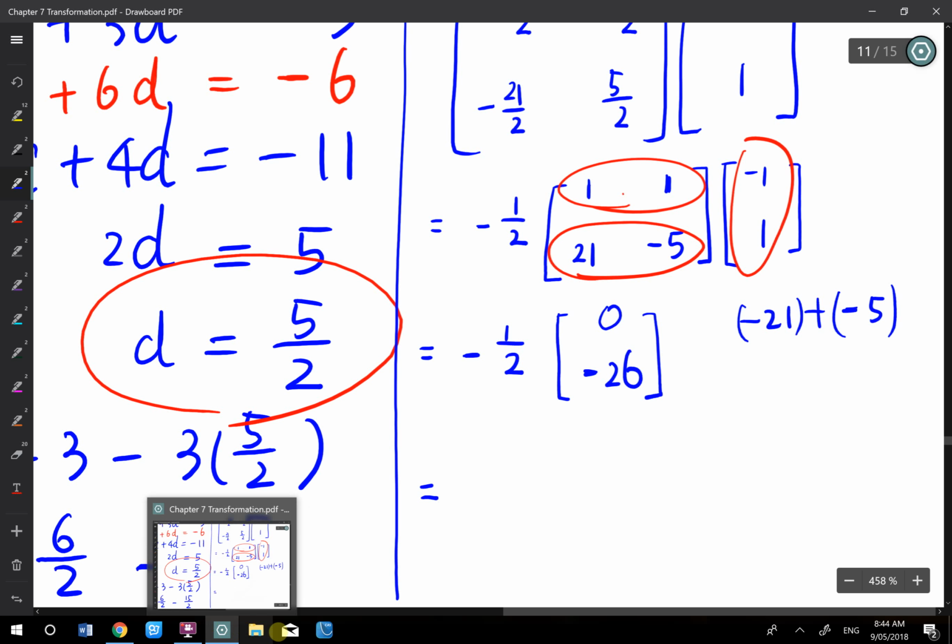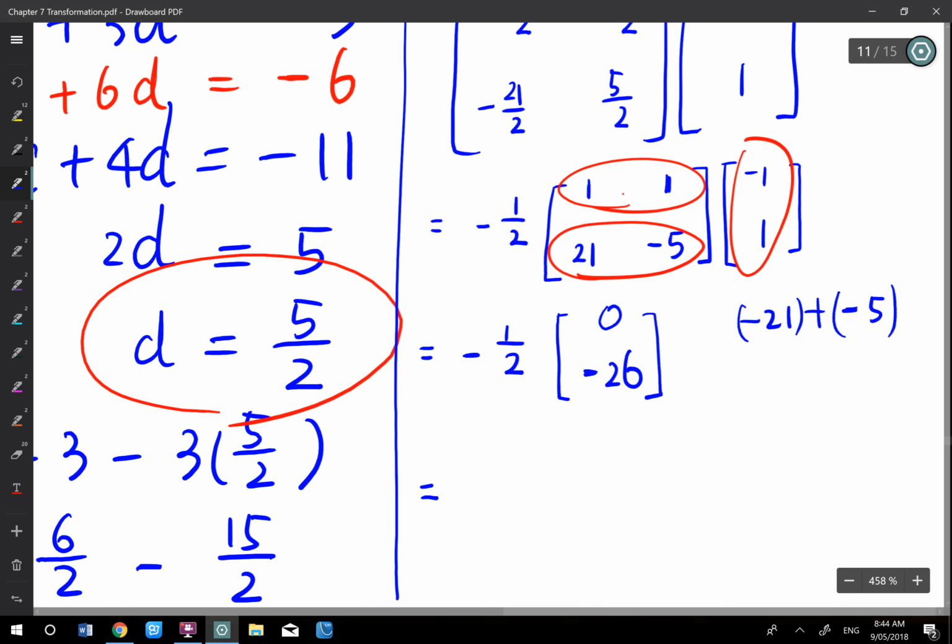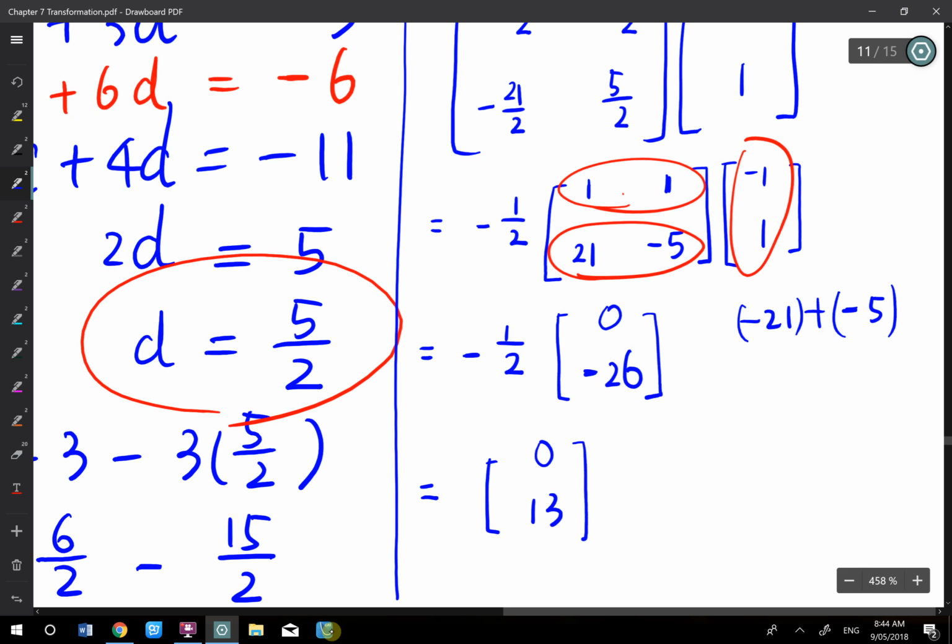Now you can put this into the matrix, 0 and 13. So the coordinates will be 0, 13.